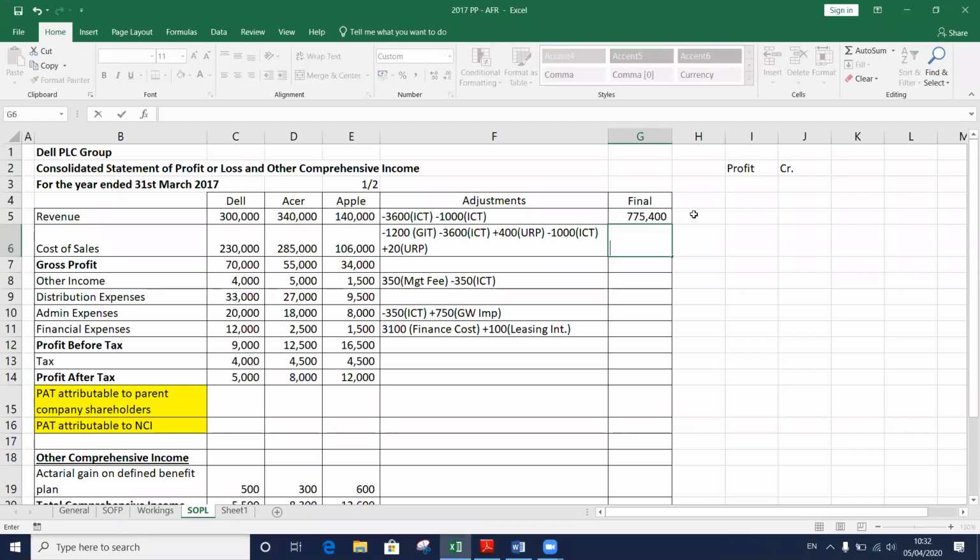Here, right? What happens to cost of sales? The sum of these three, and we need to deduct 1200, deduct another 3600 plus 400, deduct another 1000 and add back another 20. Right.